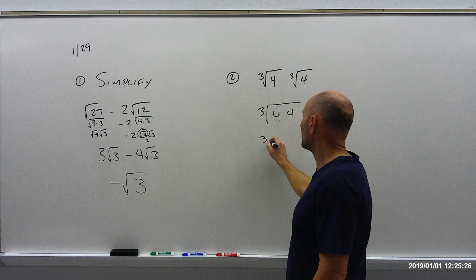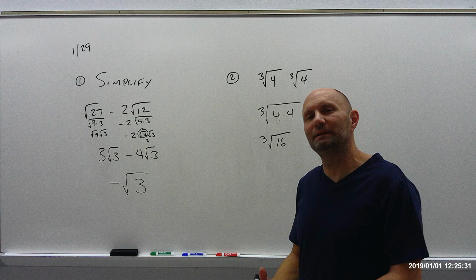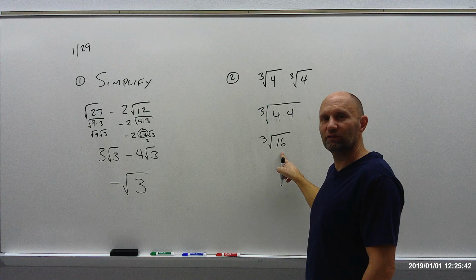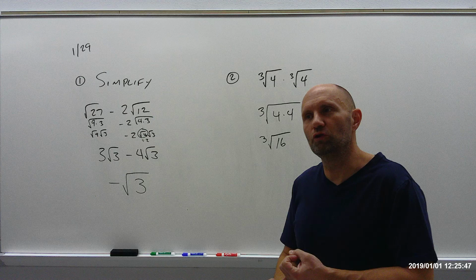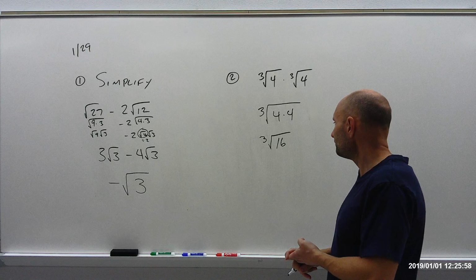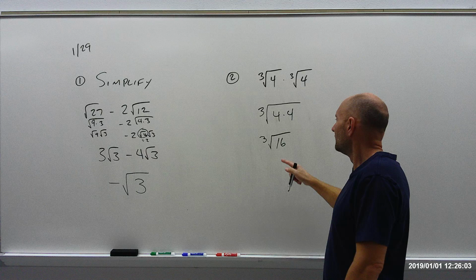So this becomes what? Cube root of 16. But I want to simplify this completely. This is not simplified completely. So just like in number one, I was able to break down 12, but because I'm with cube roots, I want to break down 16 into perfect cubes. And my perfect cubes are what? 1 cubed is 1, 2 cubed is 8, 3 cubed is 27, 4 cubed is 64. Anyway, we want a perfect cube that goes into 16, and that's what?